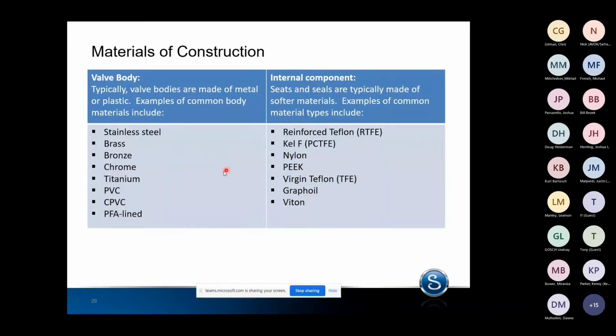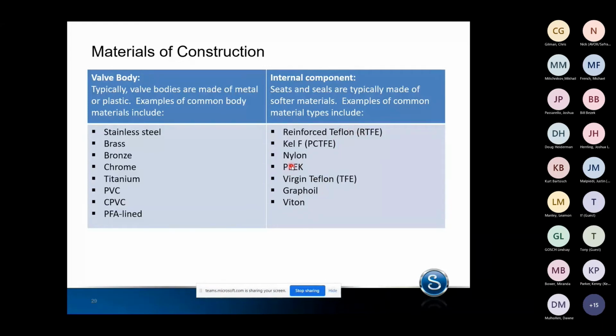We're talking about, there's a lot of different valve bodies, and we didn't even list the high-performing alloys, your Inconels, Monels, Hastelloys, Super Duplex. We do list PVC and CPVC because that's a needle valve option. And our internal components, usually it's a Teflon, so either a virgin or reinforced Teflon.